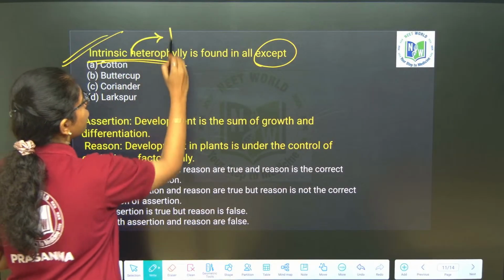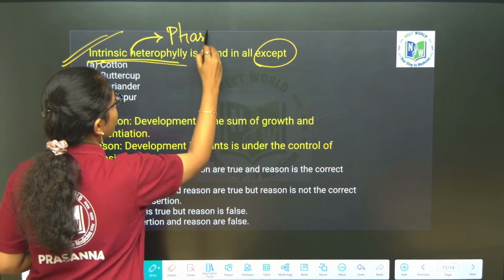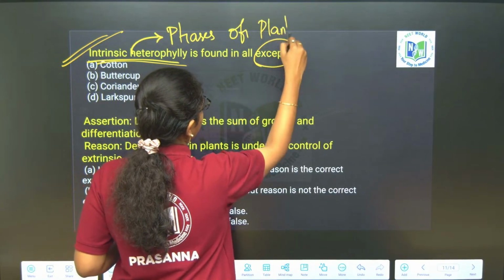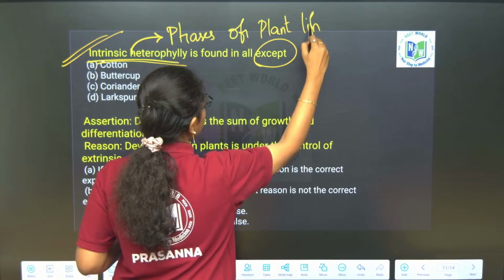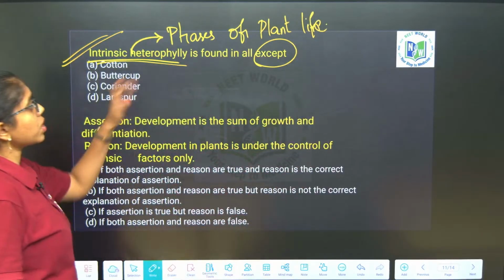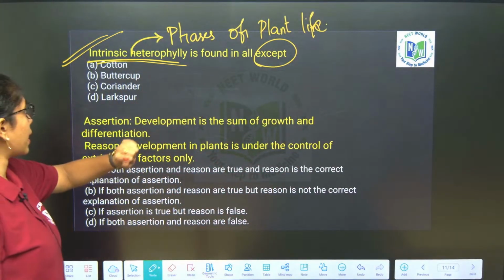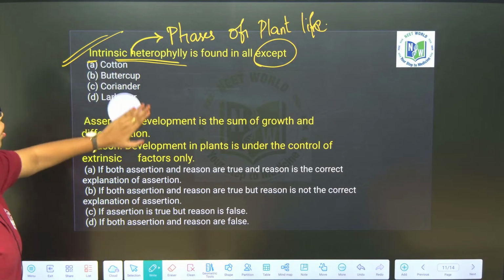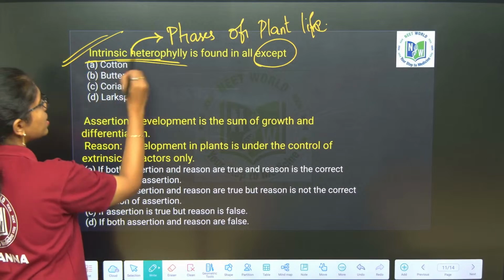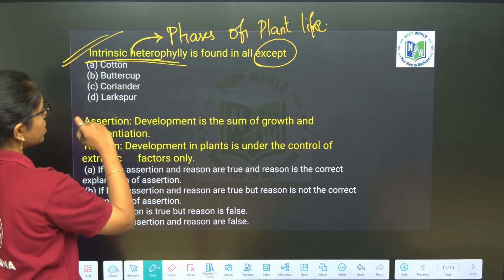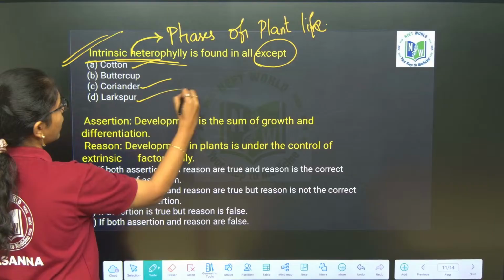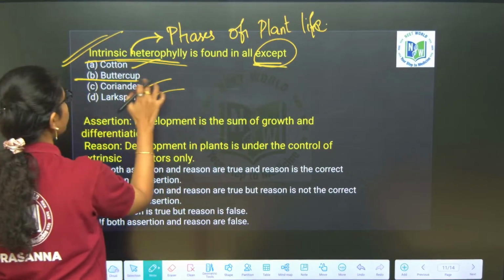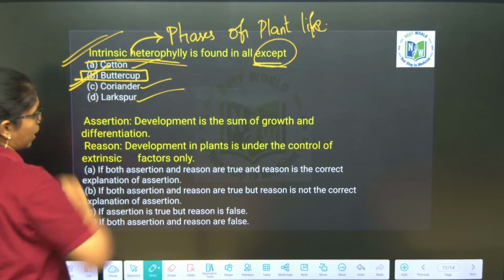Next, intrinsic heterophily is found in all except. Intrinsic heterophily is speaking about phases of plant life. It depends on the phases of the plant life. Intrinsic heterophily based on the phases of the plant life can be cotton, buttercup, coriander, larkspur. So what are the examples for intrinsic heterophily or intrinsic plasticity? Cotton, coriander and larkspur. So here all except, so the answer will be buttercup.